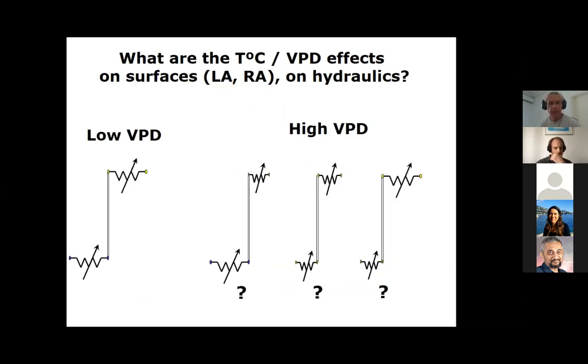Here is a situation when the plant is grown under low VPD. Okay, we have a certain balance. If we grow the plant under high VPD, what happens? Do we have the roots remaining intact and the leaves becoming more resistive, less resistive, bigger, larger, smaller? We don't know. Is it the contrary? We have very, very limited data on this, and that's something that we need to explore.